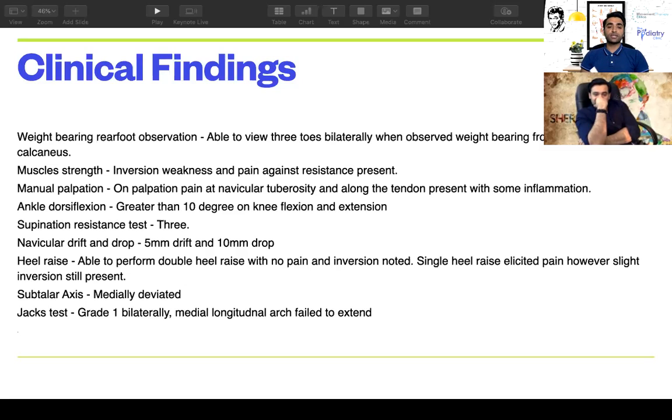I'm not going to go into subtalar axis, and the jack test, we're not going to go into too much detail about that either. That's what I did in the clinical setting to have a quick look at her. Anything you'd do differently in presenting? No, I would do all of that as well. Yep.